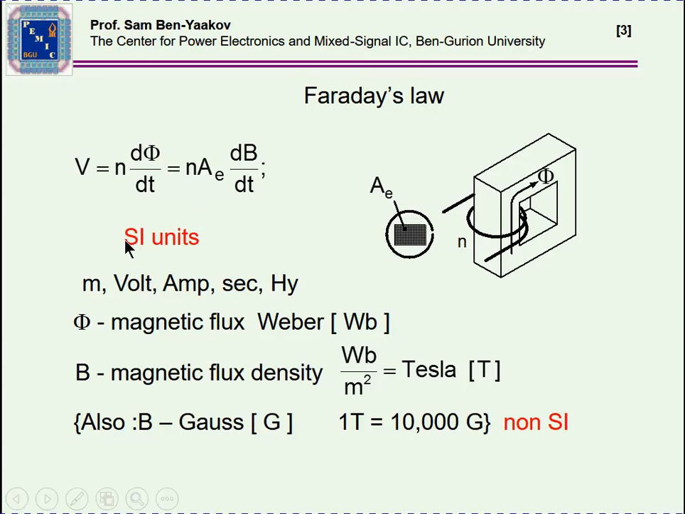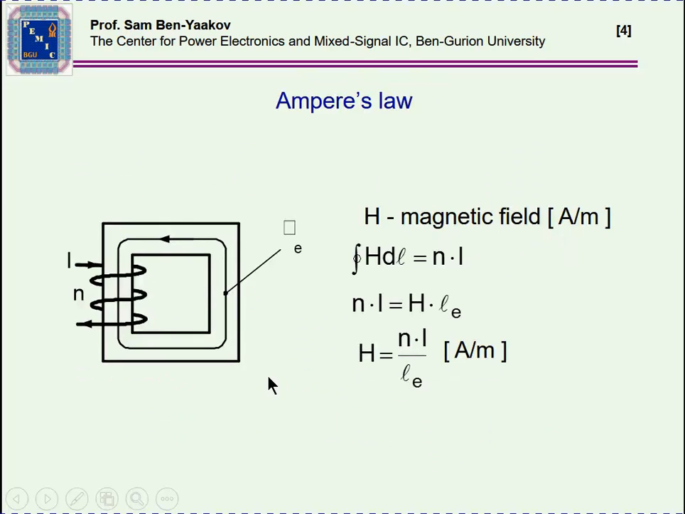Now I'll be using SI units, meaning that length is in meters, and we use volts, amps, seconds, and Henry. Flux, magnetic flux, is in Weber. B, magnetic flux density, is in Weber per meter squared, which is Tesla. Manufacturers are using the Gauss, which is a non-SI unit. 1 Tesla is 10,000 Gauss. The relationship between the magnetic field and the current is given here.